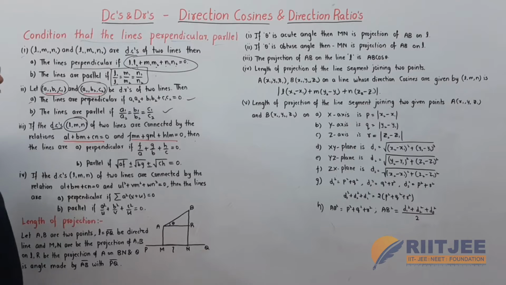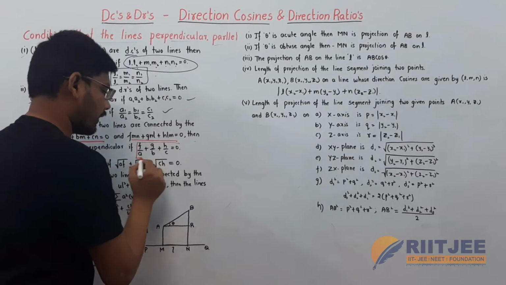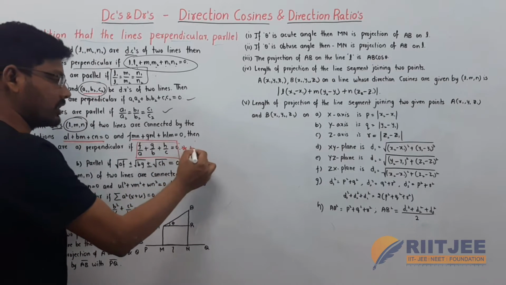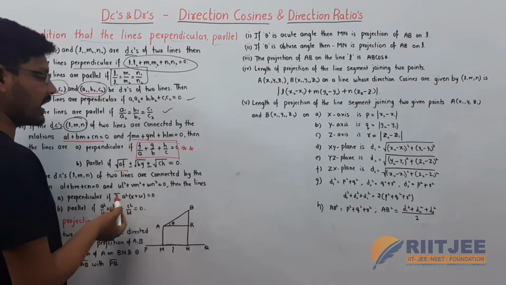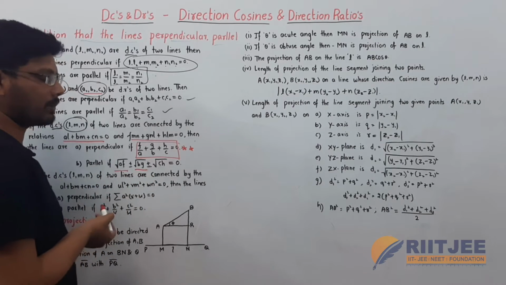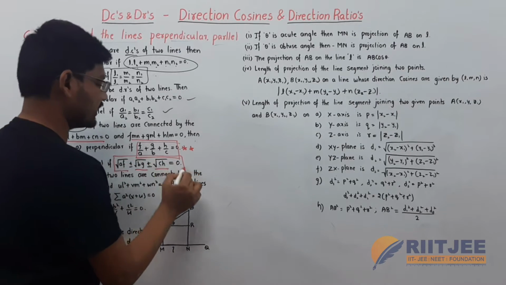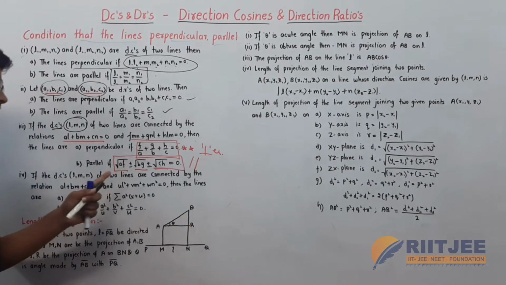Then the lines are perpendicular if these two lines satisfy the condition f by a plus g by b plus h by c. This is the condition to remember. And if the two lines are parallel, the condition is square root of af plus or minus square root of bg plus or minus square root of ch. This is the condition for parallel, and that is the condition for perpendicular of two lines.